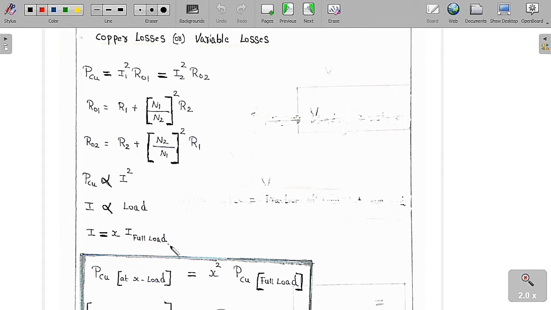So I is equal to some x times the full load current. If you apply full load, then x is equal to 1. Otherwise, if you apply any fraction, then definitely I is equal to x times the I full load. So copper loss is directly proportional to the square of the current, and the current is directly proportional to the load you are applying. So the current at any load is equal to x times the current at the full load.